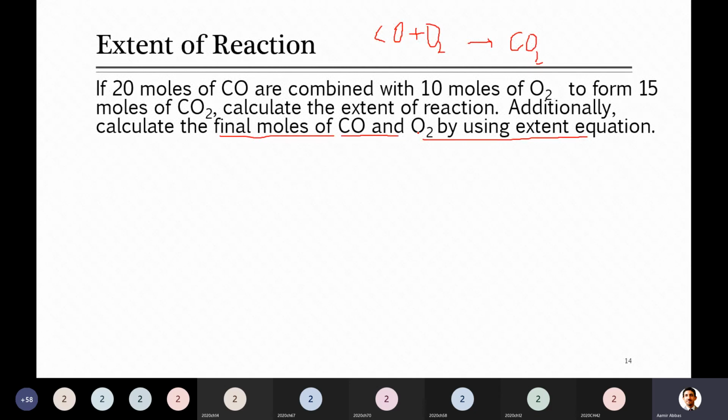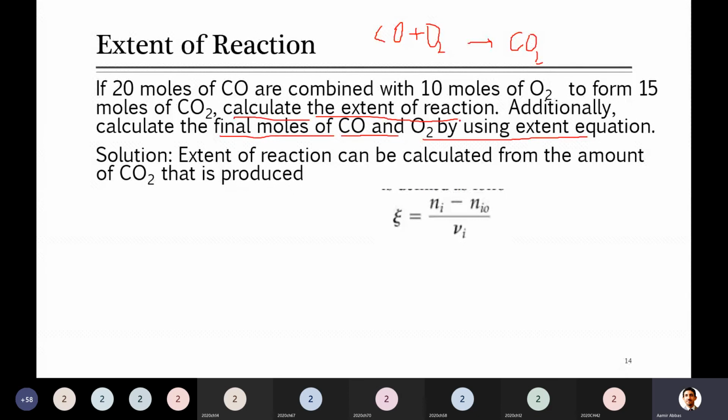But before that, first of all, in this question, the first part is this and the second part, we will come back to. First is to calculate the extent of reaction. So do you remember what the equation of extent of reaction was? It is given here. You can see the equation.